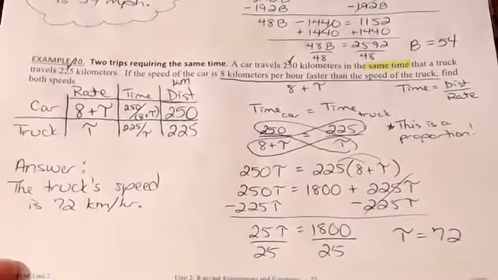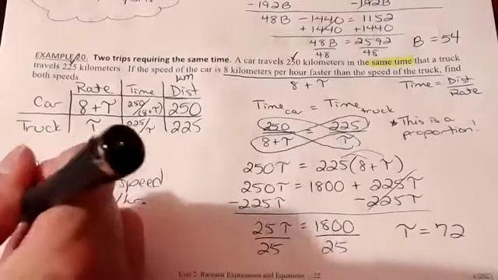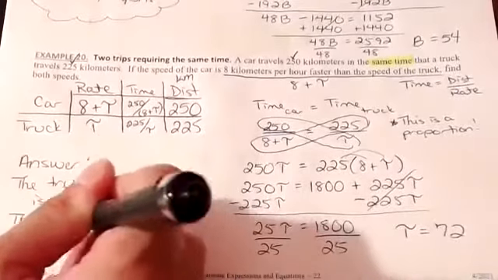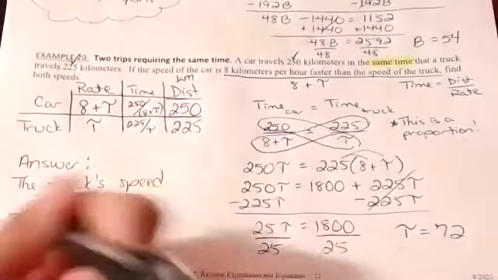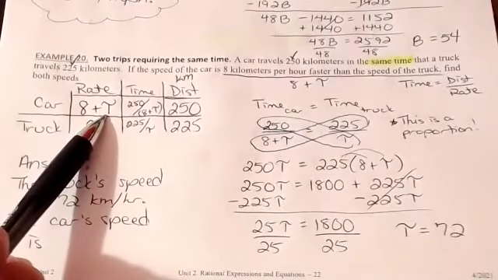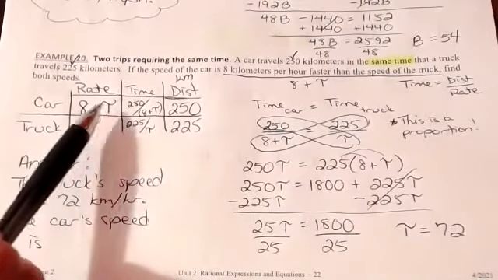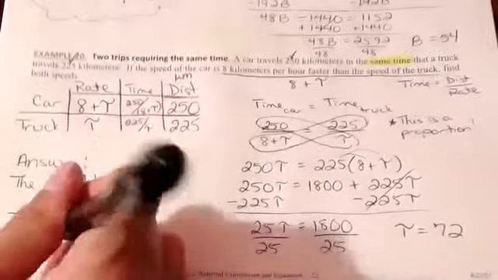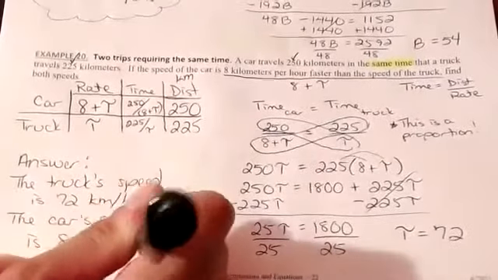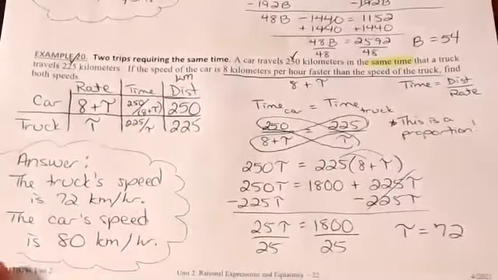Very nice. What about the car? Someone else. How fast is the car going? 80. Yes, the car's speed is, and notice we have t, which is 72. According to our chart, the rate of the car is 8 plus whatever the truck was going. So it's going to be 8 plus 72, which is 80. So we're going to say 80 kilometers per hour. And that's your final answer.